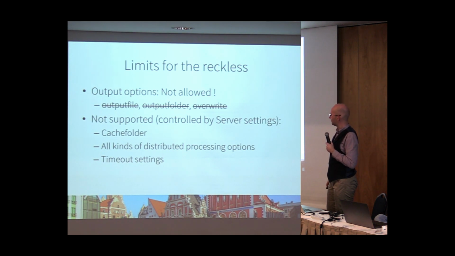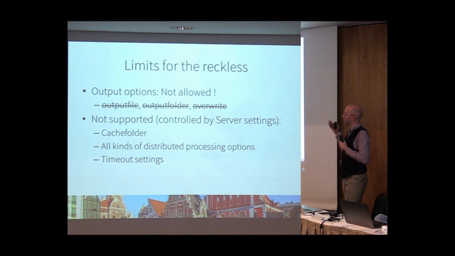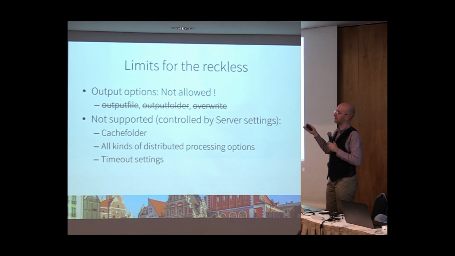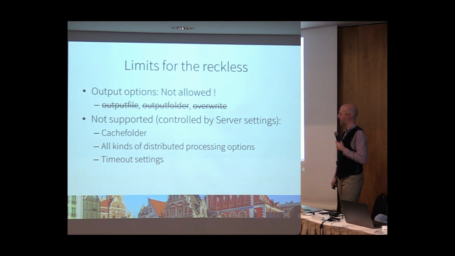What also is not controlled, so you cannot define it within the job ticket, to make it clear: you can define it in the server settings, in the hot folder settings, but not within the job ticket itself. You cannot define cache folders. You can also not define distributed processing options or timeout settings for processing. These are already controlled by the server or by the job. So you cannot do it, because then one file would be distributed, another file would not be distributed. It would be confusing for the server and for the user as well. So these are controlled by the server and not in multiple places.